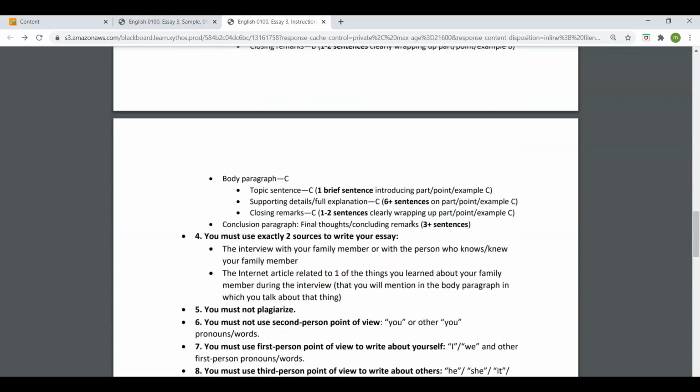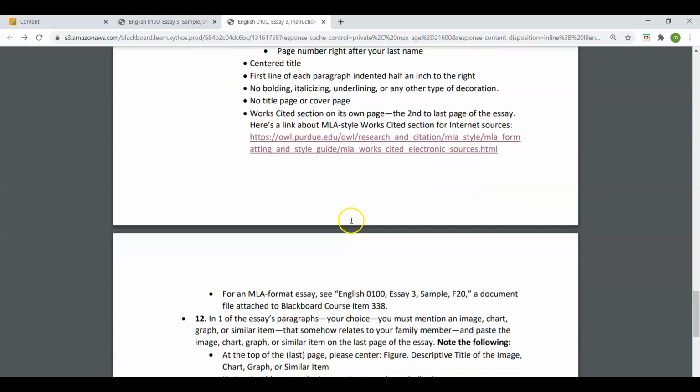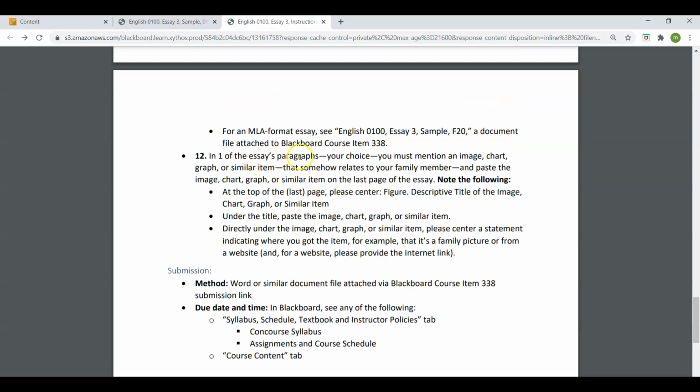And so on the 3rd page of the instructions, it says, I'm sorry, it's not there. It's on the, I think is the fourth. Here it is. In one of the essay's paragraph, your choice, you must mention an image, chart, graph, or similar item that somehow relates to your family member and paste the image, chart, graph, or similar item on the last page of the essay. Note the following. At the top of the last page, please center the word figure. And then don't type descriptive title of the image. Actually give it a descriptive title.